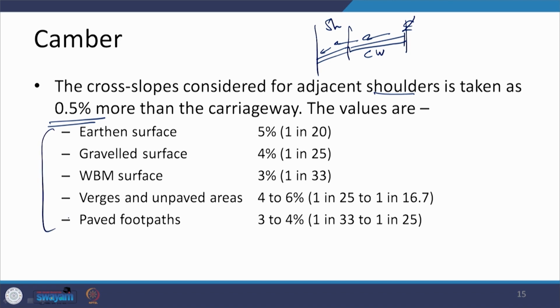What it says is that if it is an earthen surface, then 5%, if it is a gravel surface, then 4%, and a WBM surface 3%. If you are talking about an unpaved area or the verges, which we are going to talk about, then 4 to 6%. If you have a paved footpath, then we can work with 3 to 4% only. So, these are the various slopes under different conditions for the shoulders.